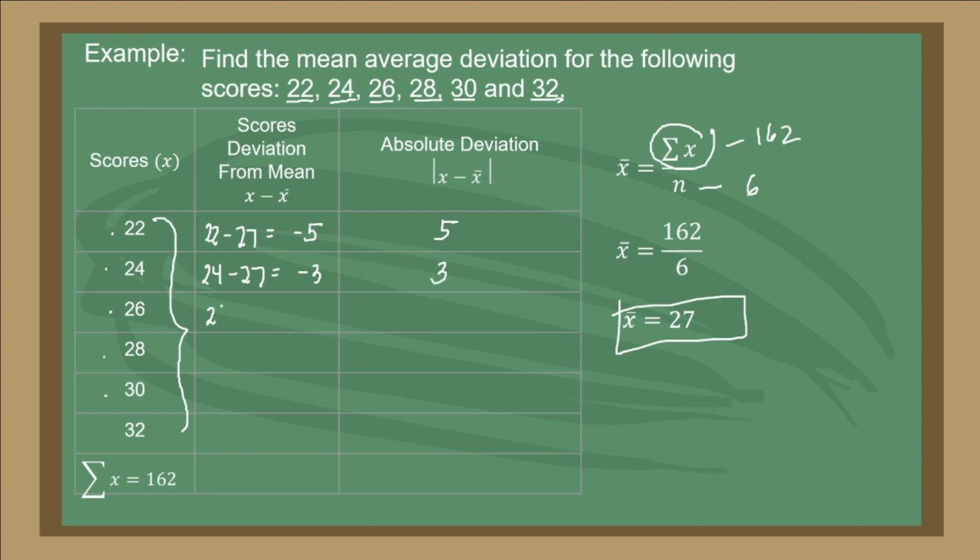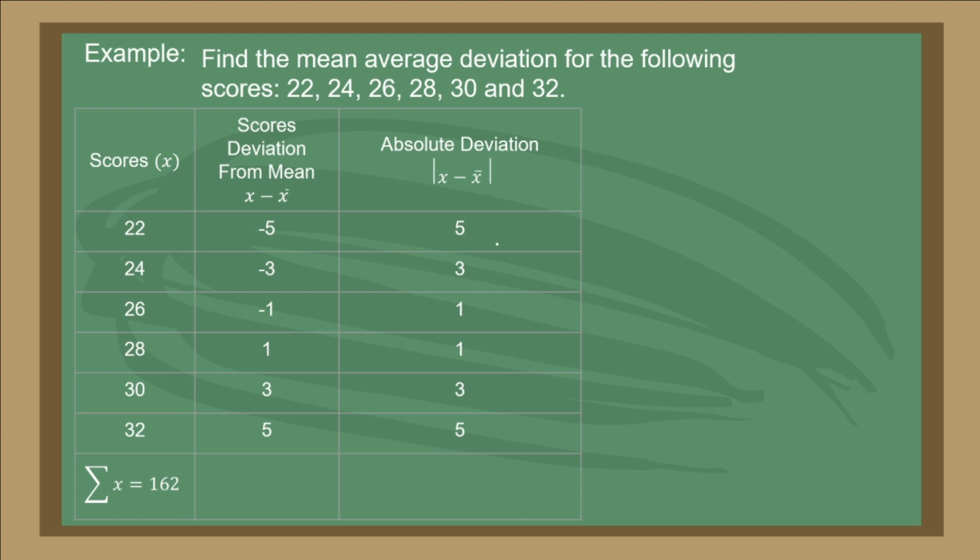Then 26 minus 27, so we have negative 1. Then it becomes positive 1. Next is 28 minus 27, so it becomes positive 1, then positive 1. Then 30 minus 27, so we have positive 3, then positive 3 here. Then 32 minus 27, so we have positive 5, so positive 5.